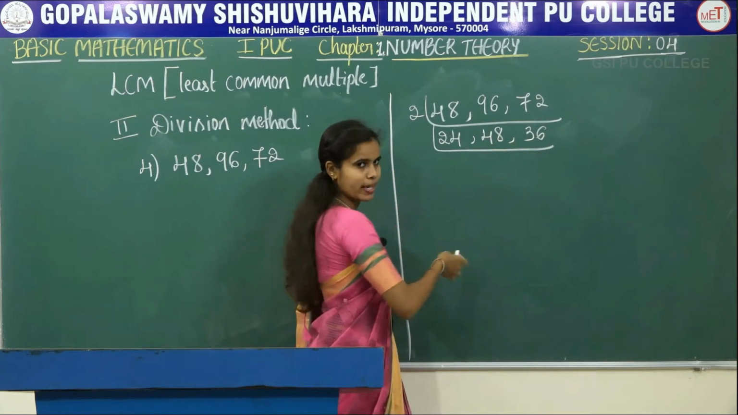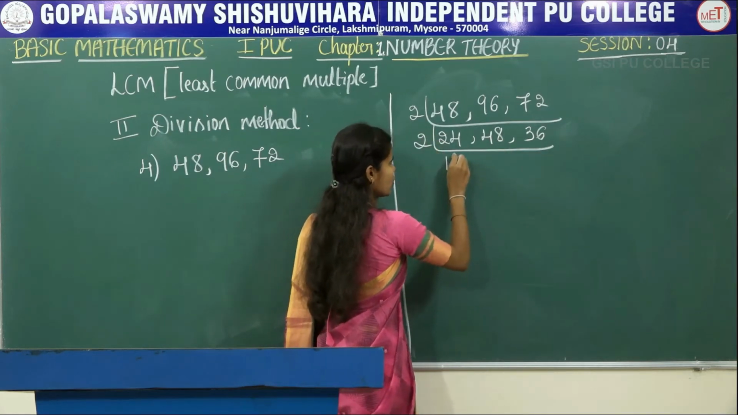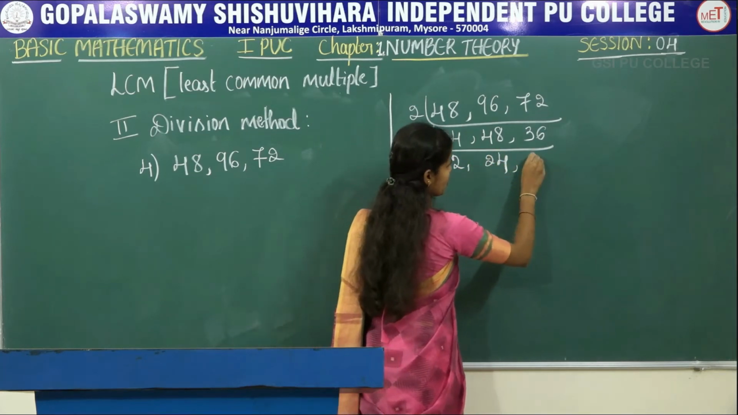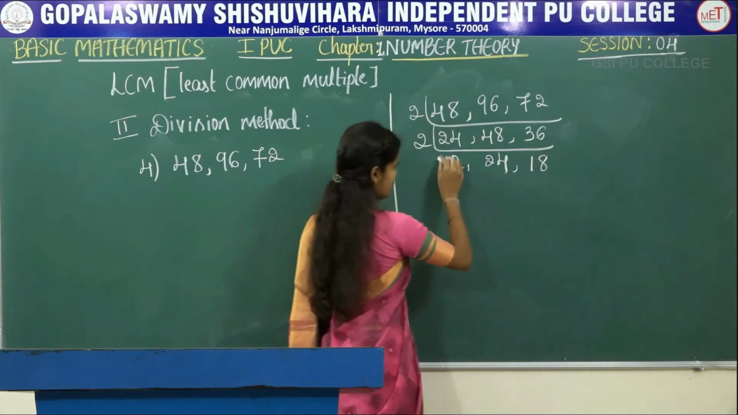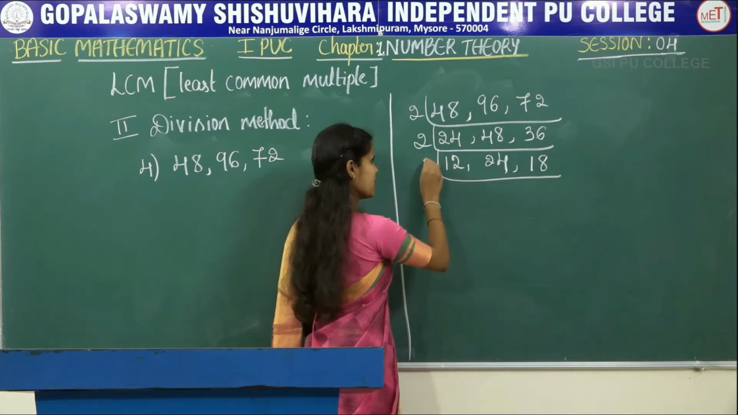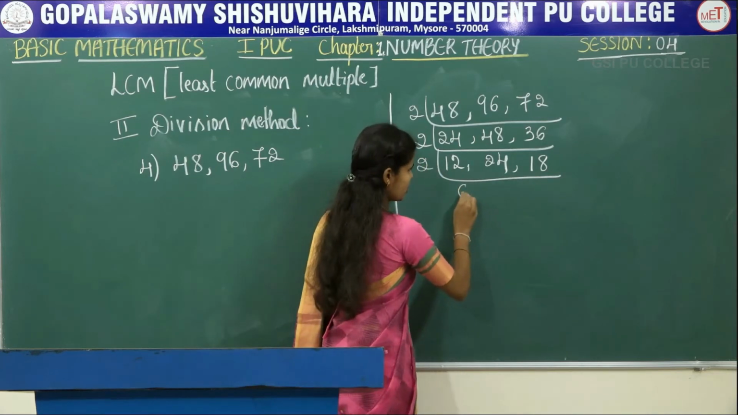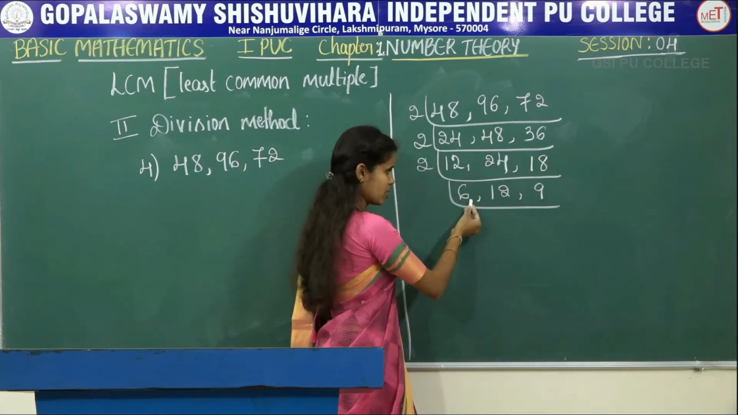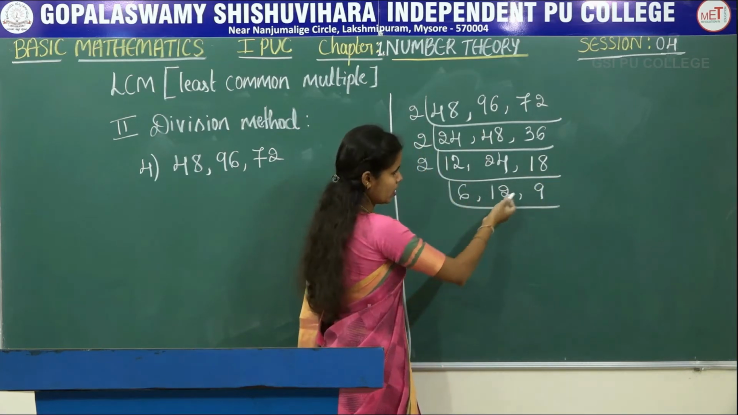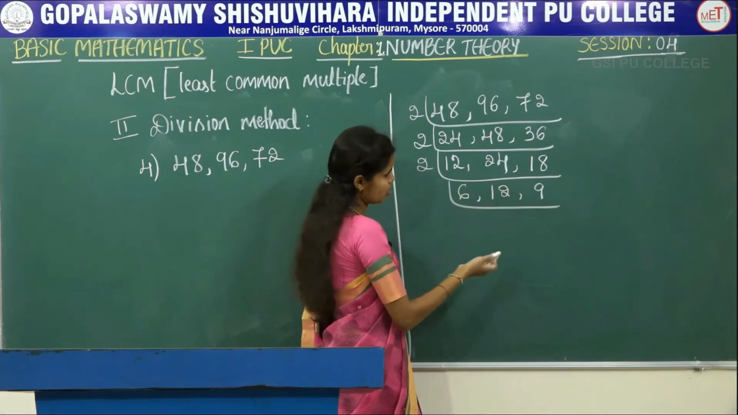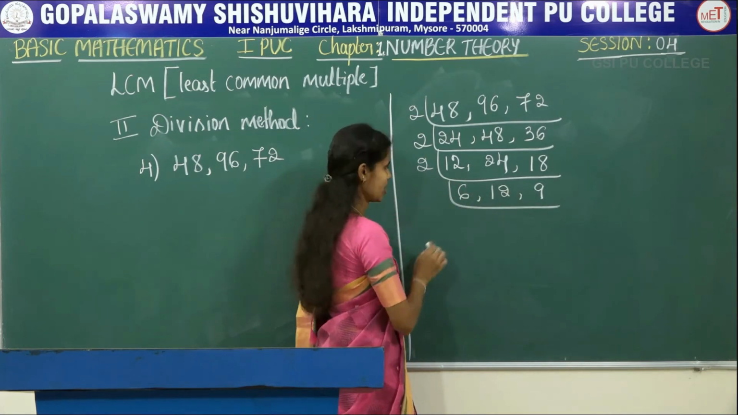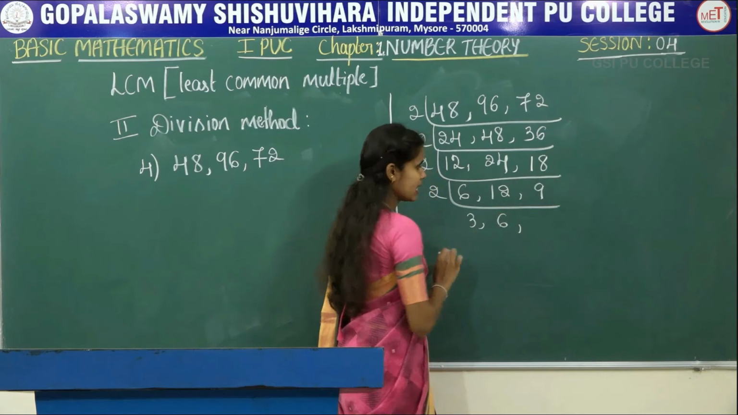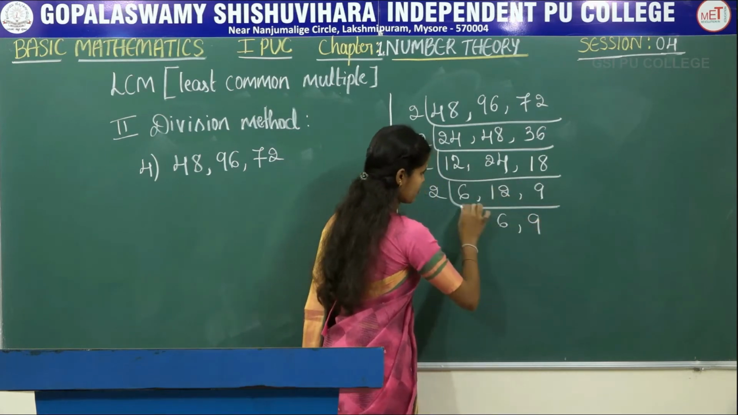So even numbers, so again it is divisible by 2. 2 12s are 24, 2 8s are 16. So 2 18s are 36. Next, even numbers, again divisible by 2. 2 6s are 12, 2 12s are 24. Here observe 6, 12 are divisible by 2 and these 3 are divisible by 3. So divide either by 2 or by 3. I consider 2. 2 3s are 6, 2 6s are 12, 9 is not divisible by 2, so write it as it is, 9.